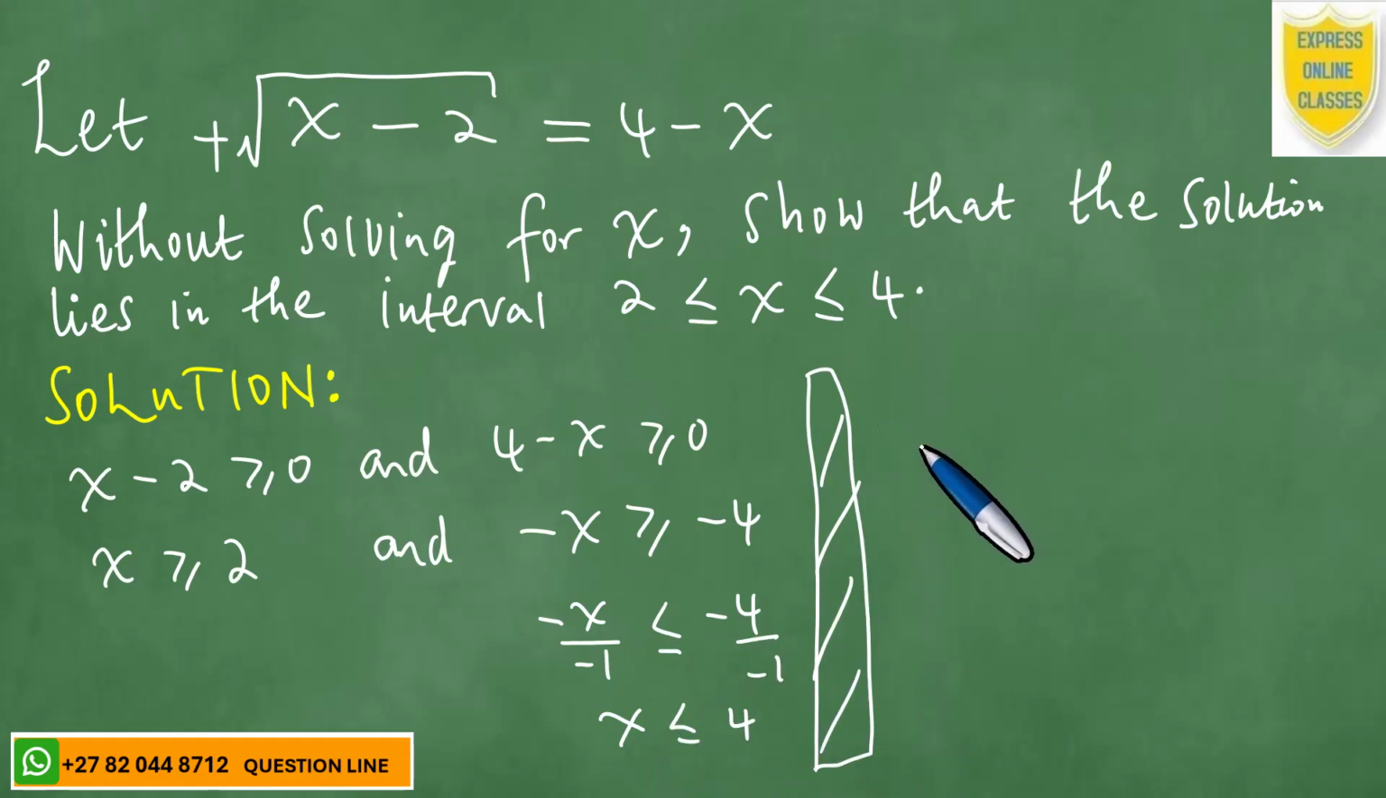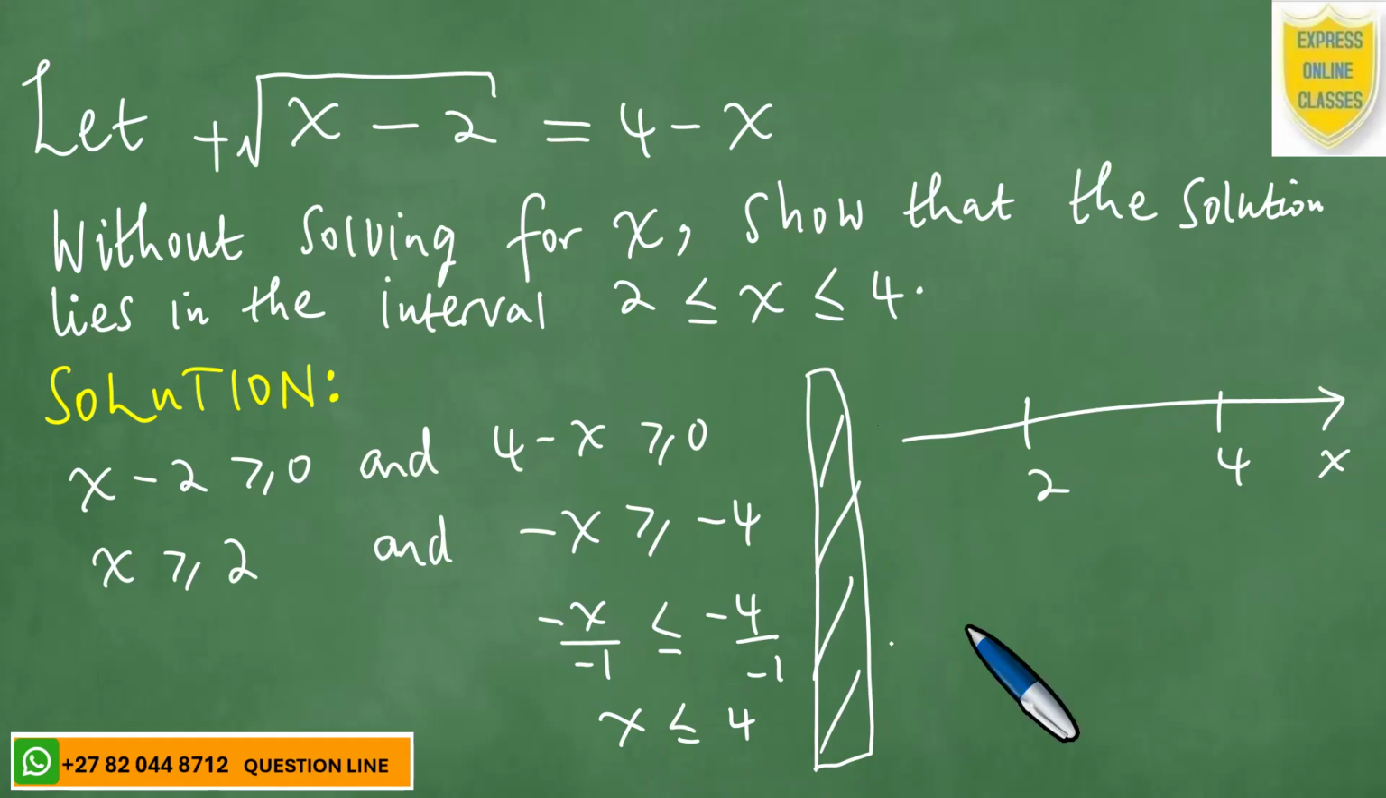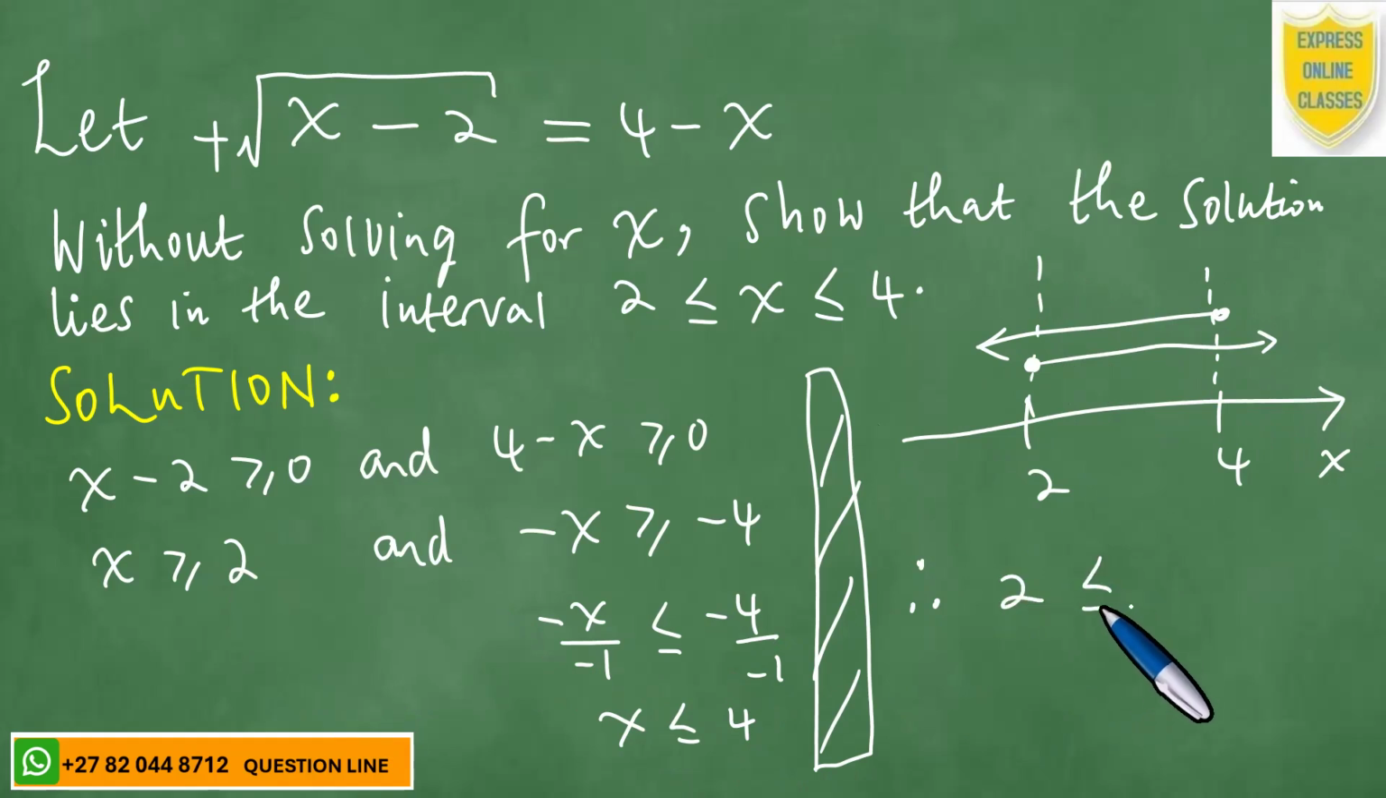At this point, what we can realize is that if we have 2 and 4 on the number line of the real values of x, we sketch x greater or equal to 2 as an inequality, and x less or equal to 4 as an inequality. If both are true, we will be finding our solution between the 2 and the 4. Therefore, 2 is less or equal to x, and x is less or equal to 4.